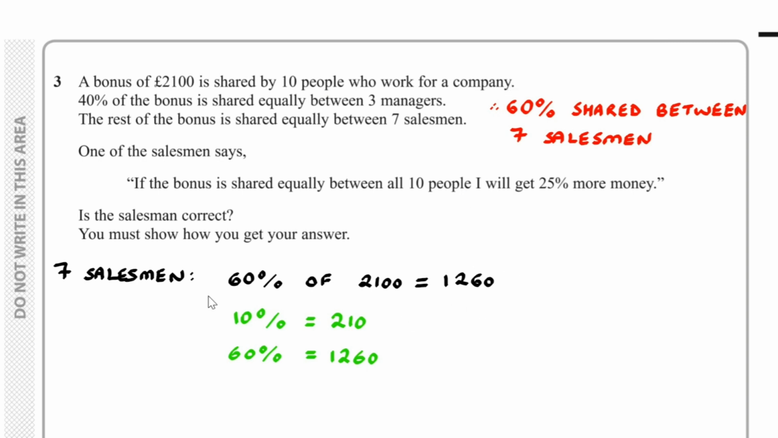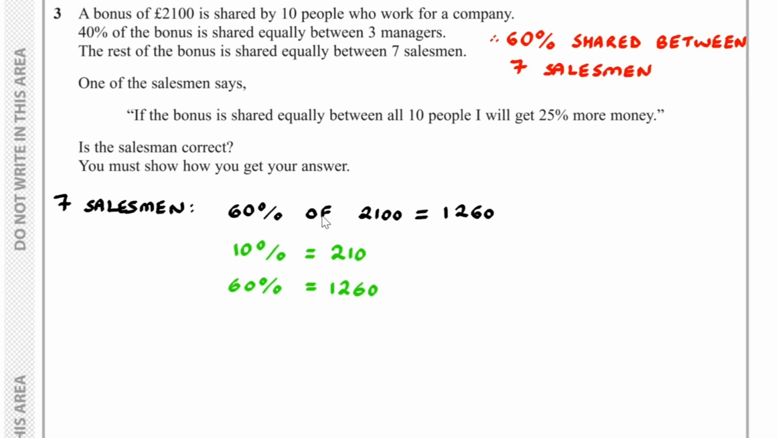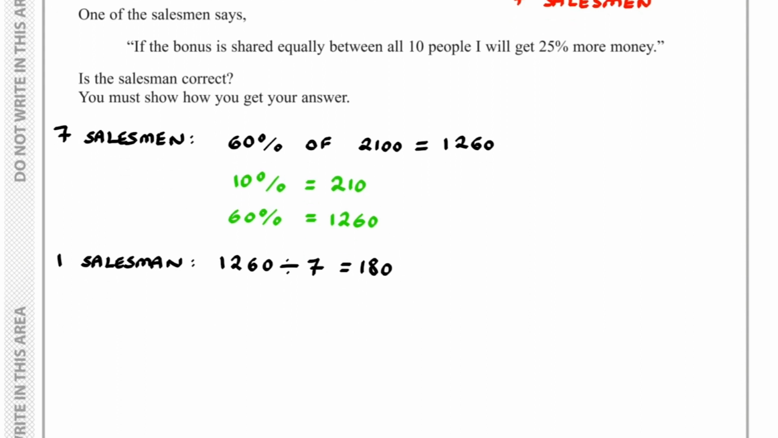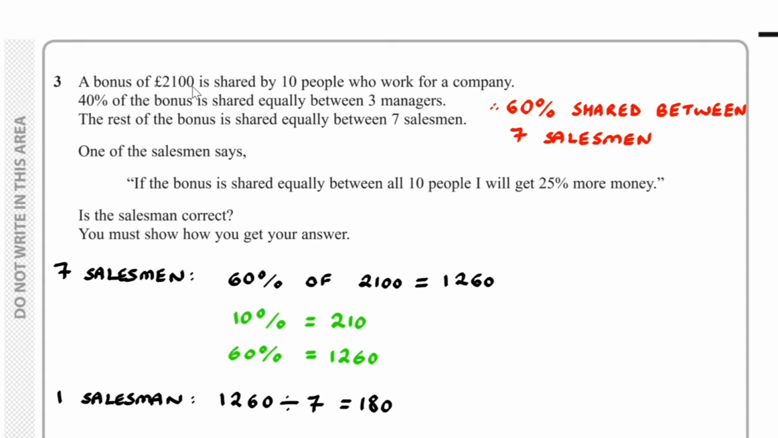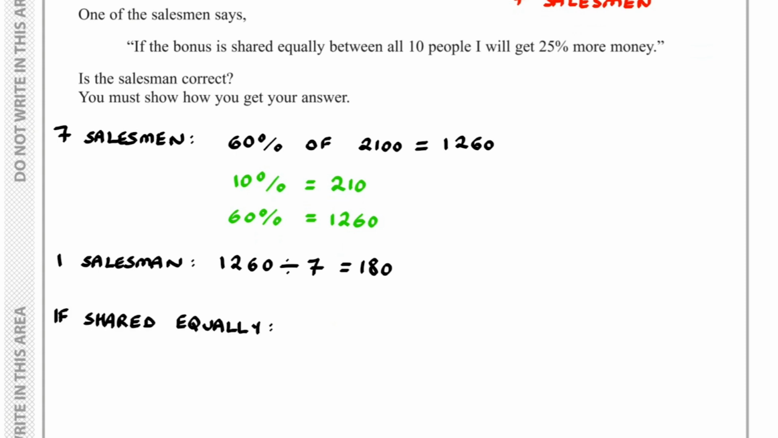And this is how much all 7 salesmen have between them. And so we can find out how much one salesman has. For one salesman, 1,260 divided by 7, that's 180. Now, if they share all the money equally, we've got in total 2,100, and there's 10 people in total, so if shared equally, 2,100 divided by 10, that's £210 each. Now, what we need to do is calculate the percentage increase from 180 to 210.